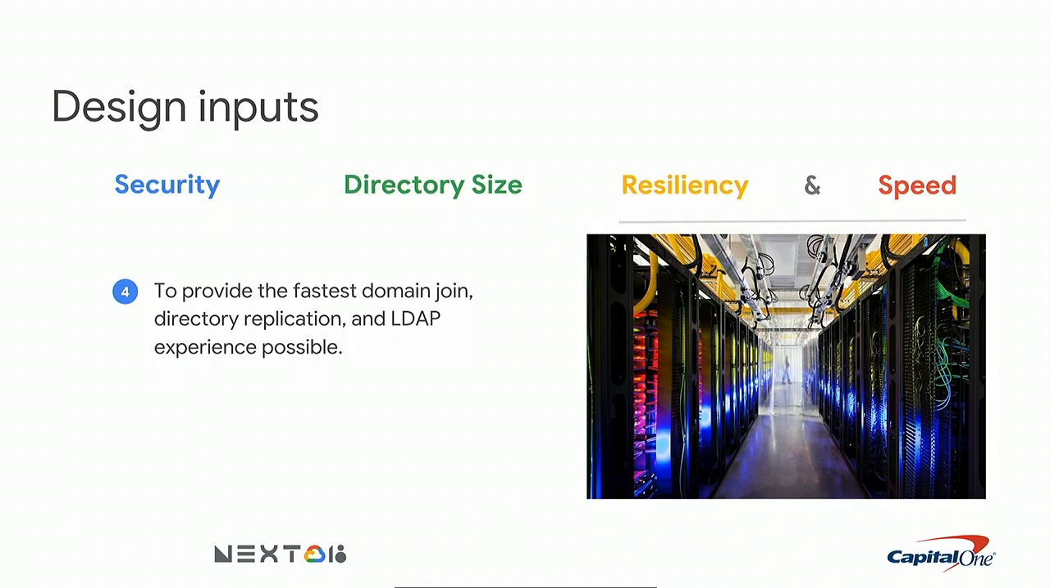To provide the fastest domain join, directory replication, and LDAP experience possible. The key way to be successful in this bullet is keeping your traffic on Google Cloud. I'm not going to give exact time test metrics. I highly recommend testing this yourself. In a world where every millisecond counts, it is important to ensure that traffic stays on the most optimal path. And this is probably one of the biggest reasons we build domain controllers on Compute Engine.